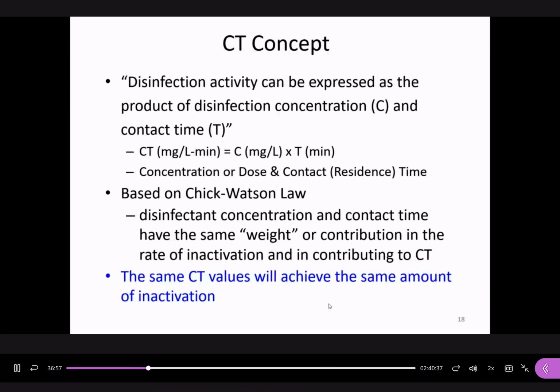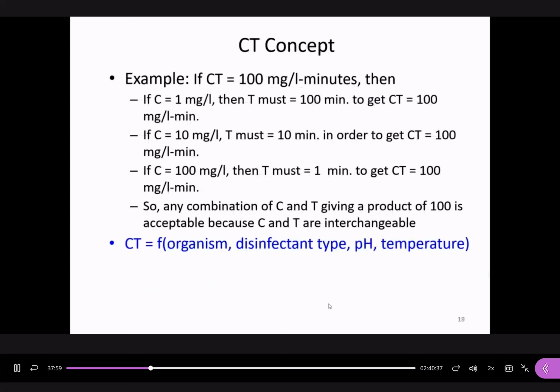So the CT concept: disinfection activity can be expressed as the product of disinfectant concentration and contact time, C times T. Based on Chick-Watson law, disinfectant concentration and contact time have the same weight or contribution in the rate of inactivation and in contributing to CT. What does it mean? The same CT values will achieve the same amount of inactivation. So if you keep the water in the tank longer, you can use a lower concentration of disinfectant. But if you want to achieve faster inactivation, you just increase the disinfectant concentration. Does it make sense? So that is based on Chick-Watson law, CT value.